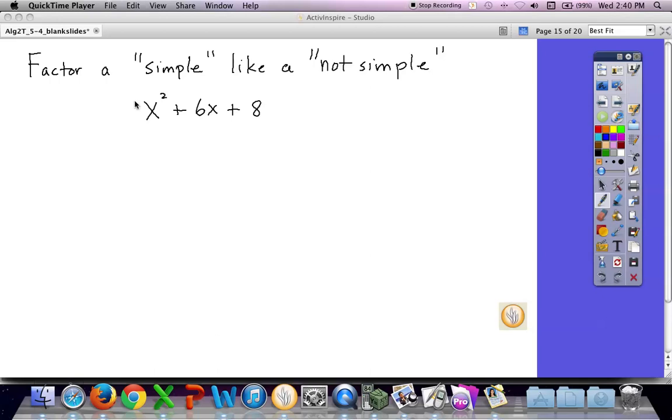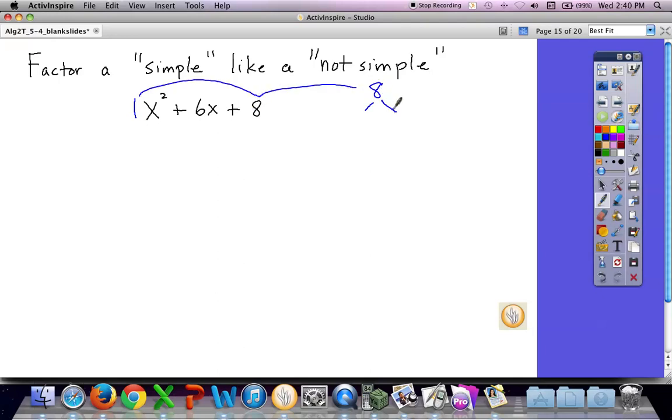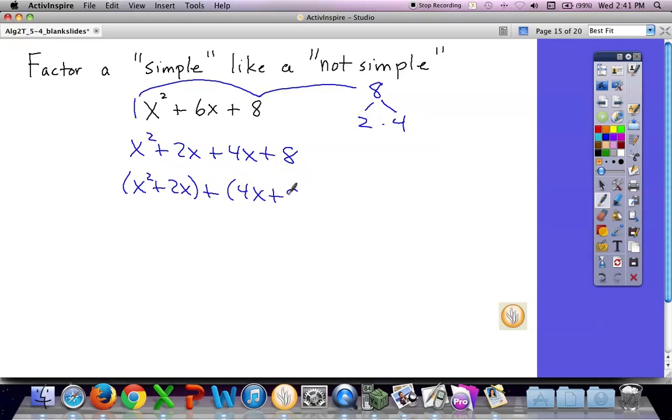We would say 1 times 8 is 8. What are the factors of 8 that add up to 6? 2 and 4, right? We would split up the middle term: x squared plus 2x plus 4x plus 8. We would group the first 2 terms. Group the last 2 terms.